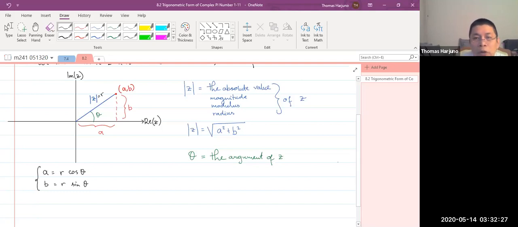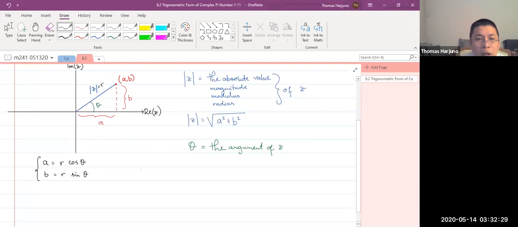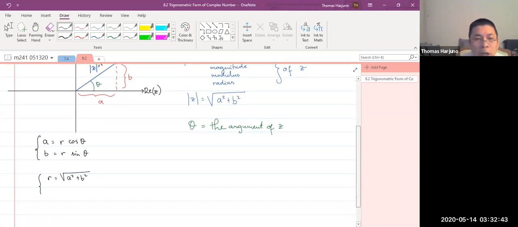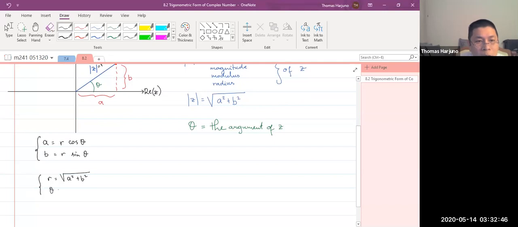So suppose, on the other hand, we know a and b. Then the radius will be the square root of a squared plus b squared. That's something we have seen earlier. And the argument theta is equivalent, not equal, to tangent inverse of b over a. You need to adjust with the quadrant.